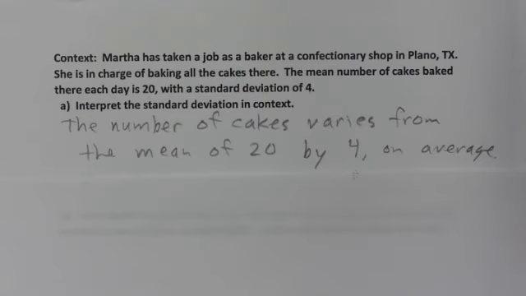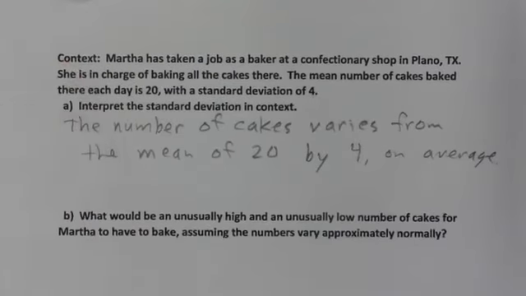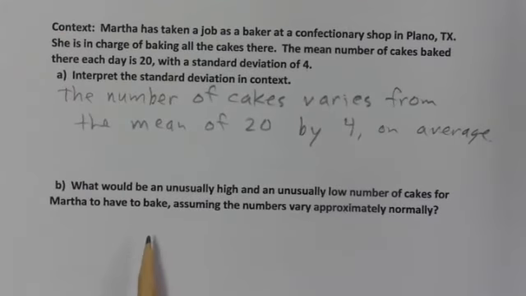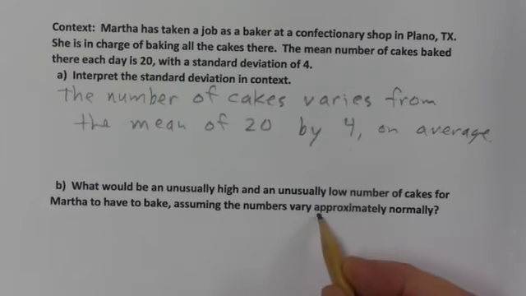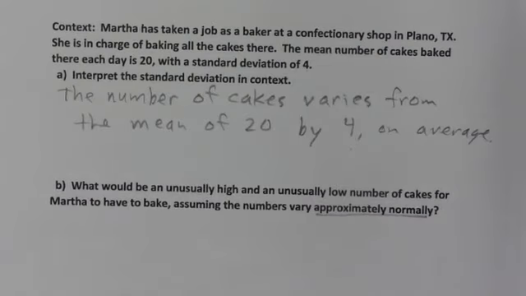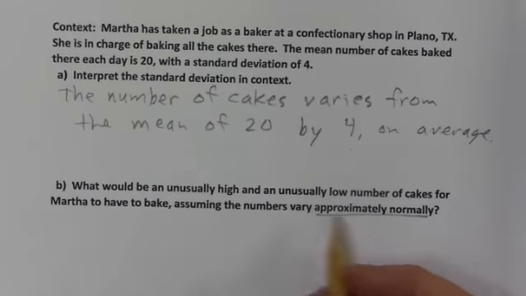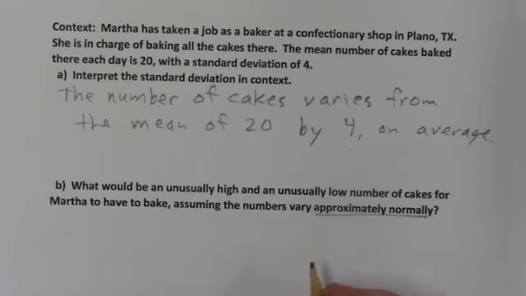And we're going to define that in the next chapter. But it's good to know this now. What would be an unusually high and unusually low number of cakes for Martha to have to bake, assuming the numbers vary approximately normally? And we'll explain that more next chapter. But for right now, you just need to know anything beyond, I would say, 2 or 3 standard deviations. We'll say 3 at this point. We'll define that better later. So what would be an unusually high and unusually low?